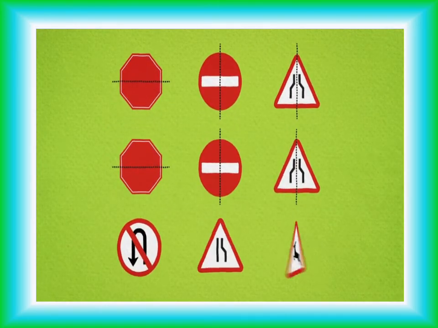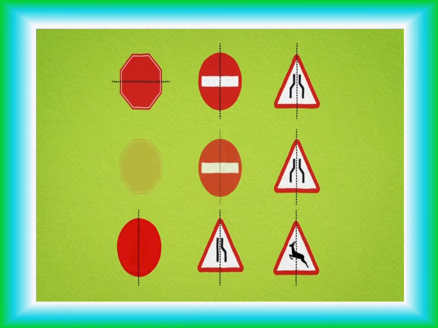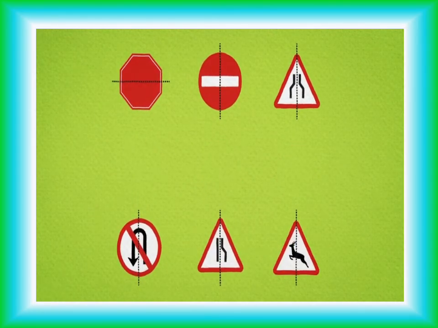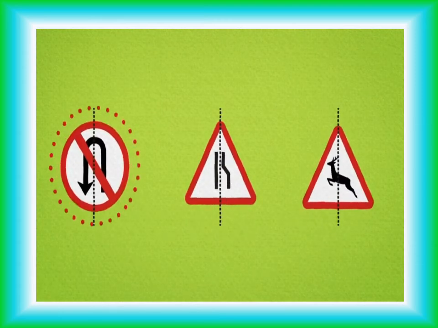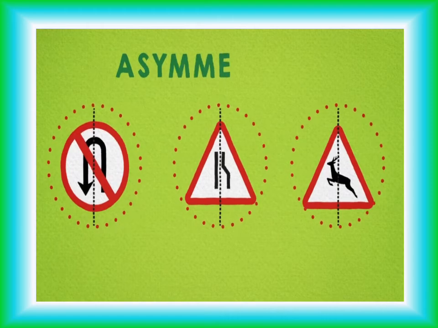But not all road signs are symmetrical. They cannot all be divided down the middle, producing two mirror halves. Some shapes have no lines of symmetry. These figures are called asymmetrical.